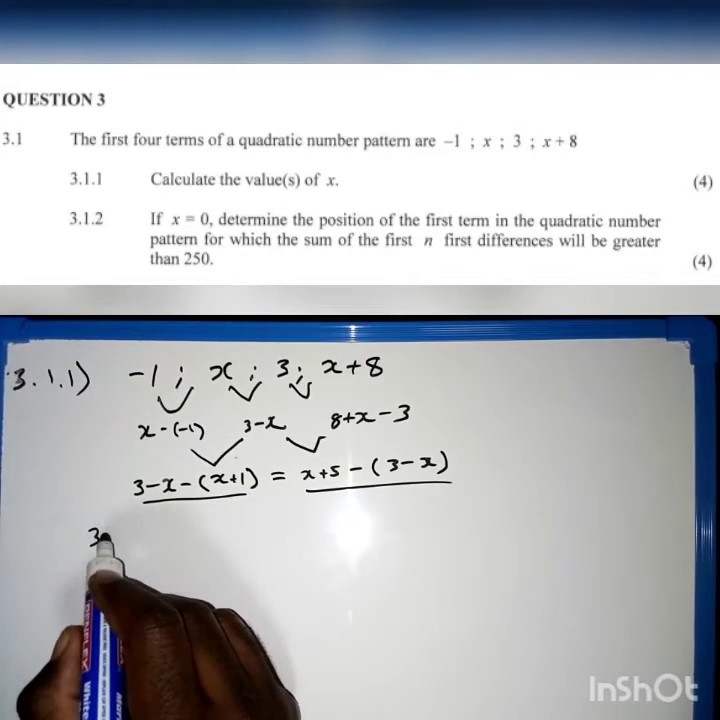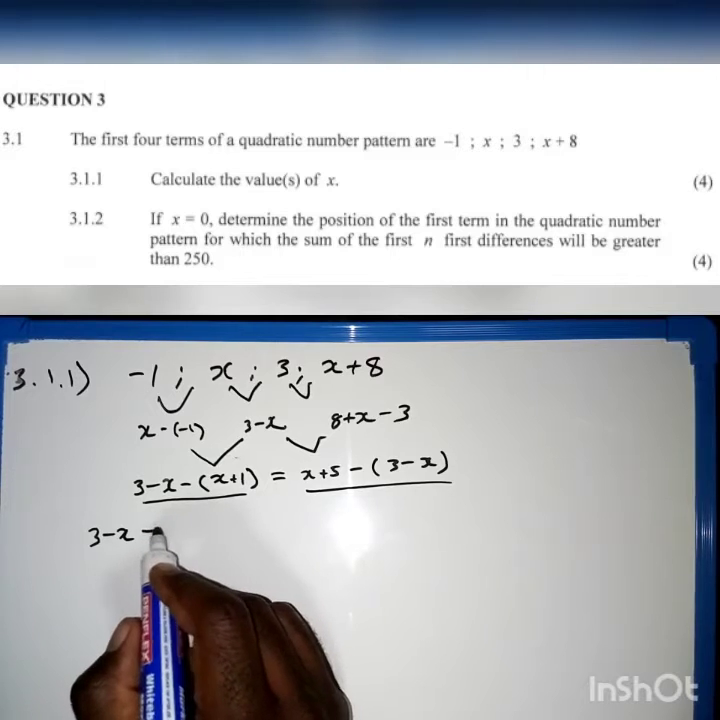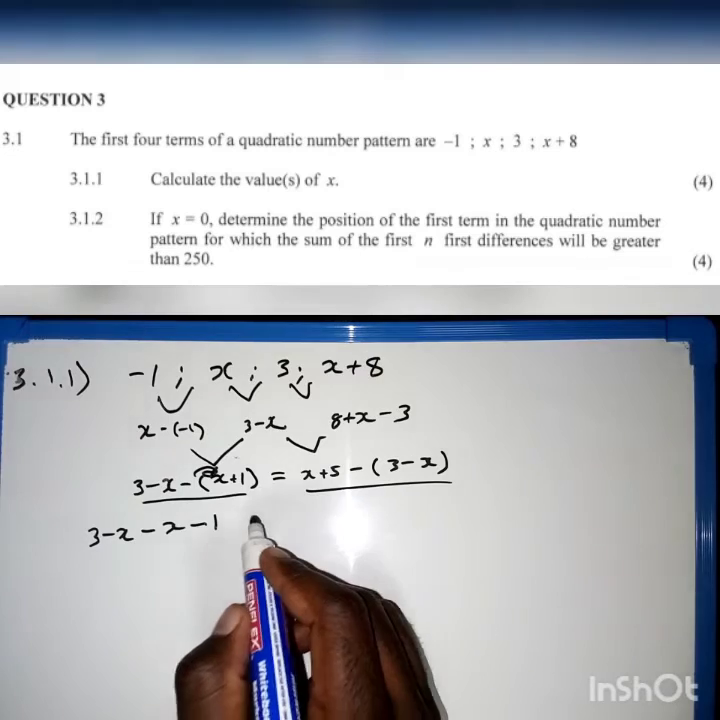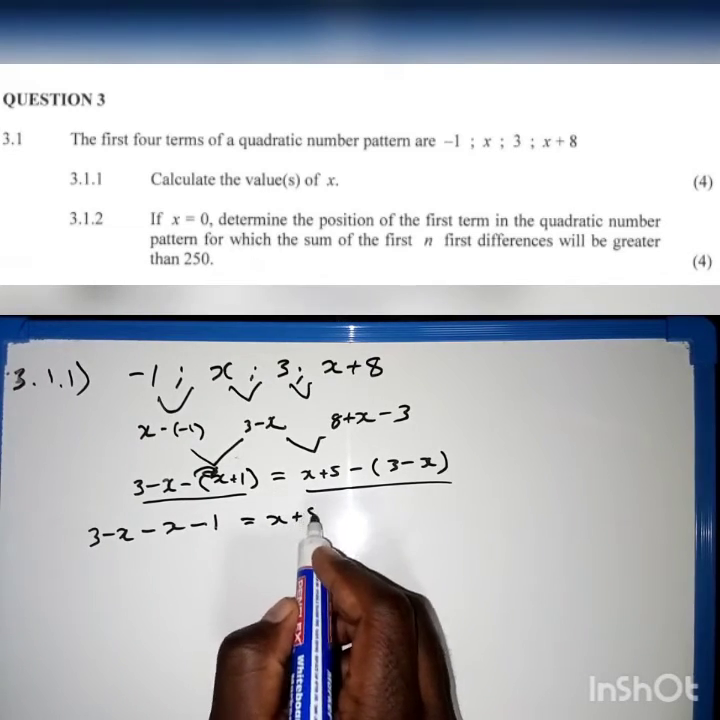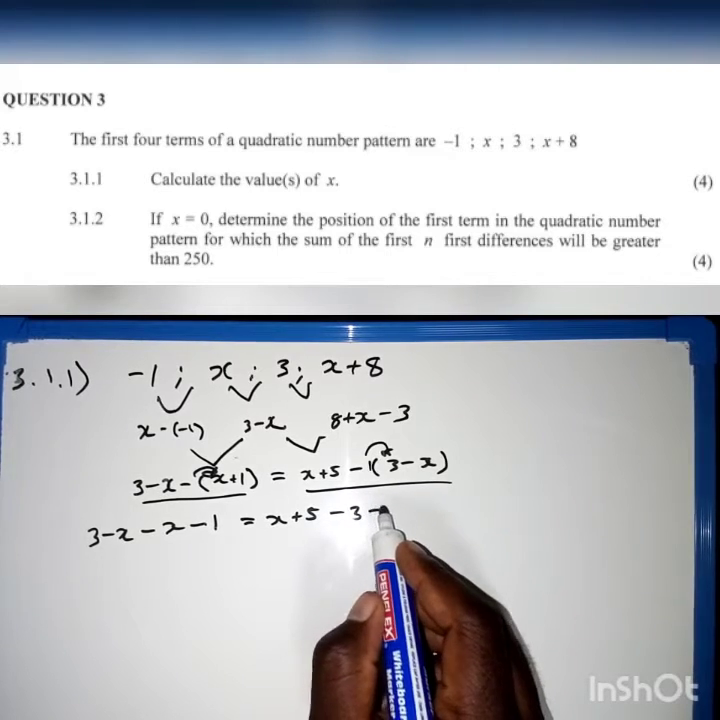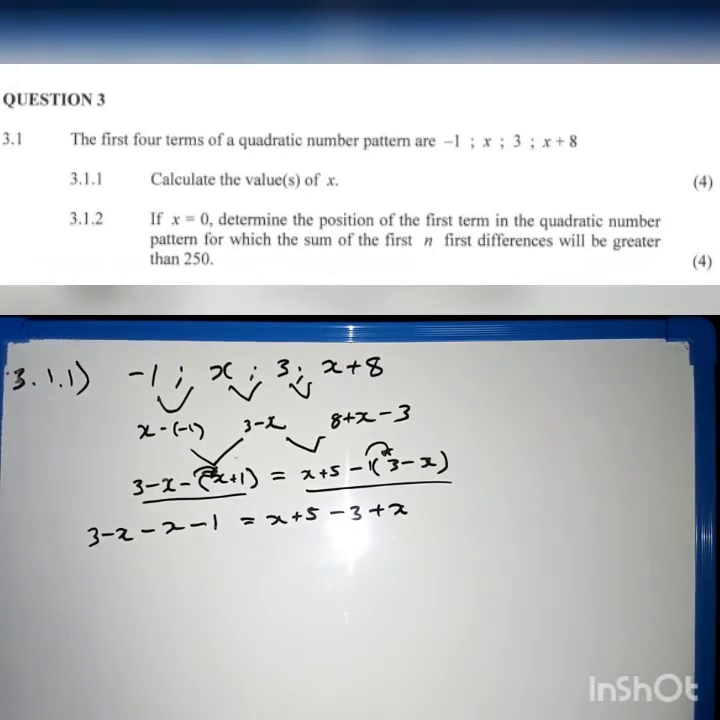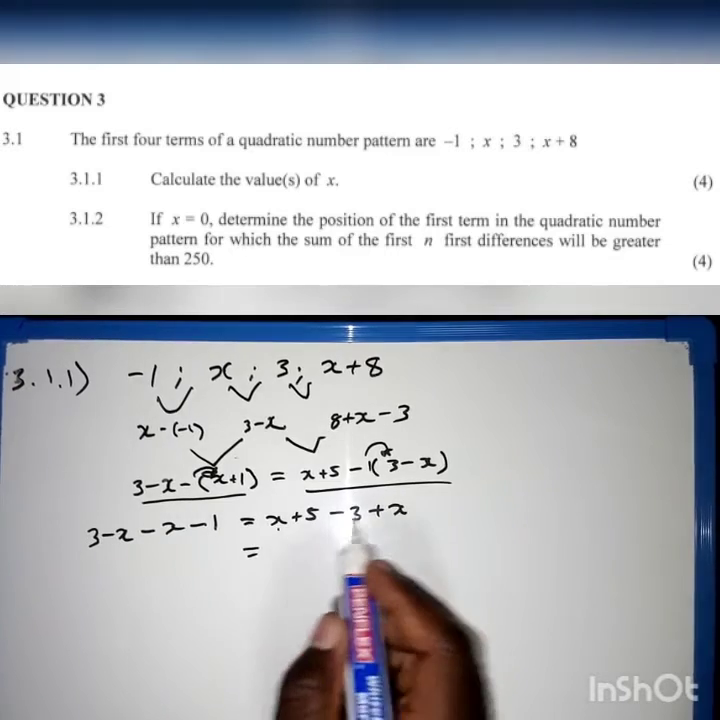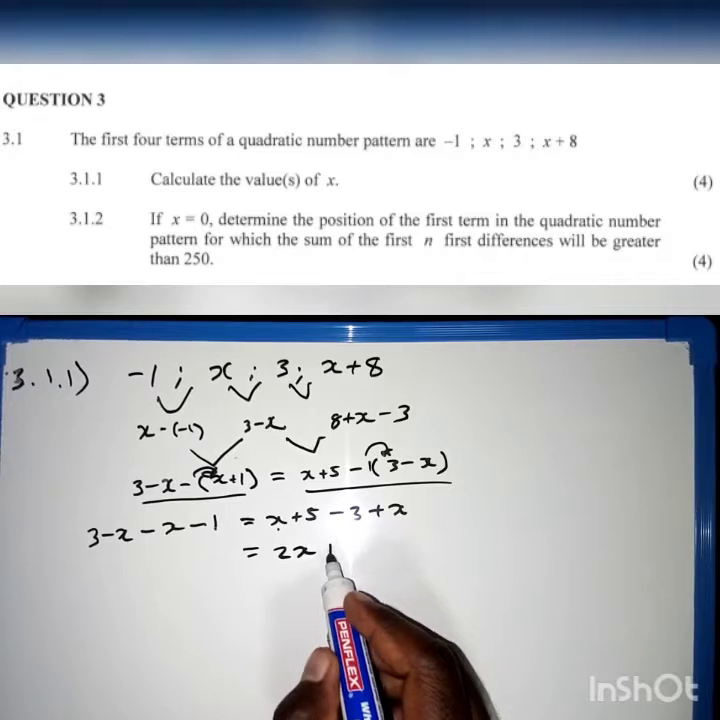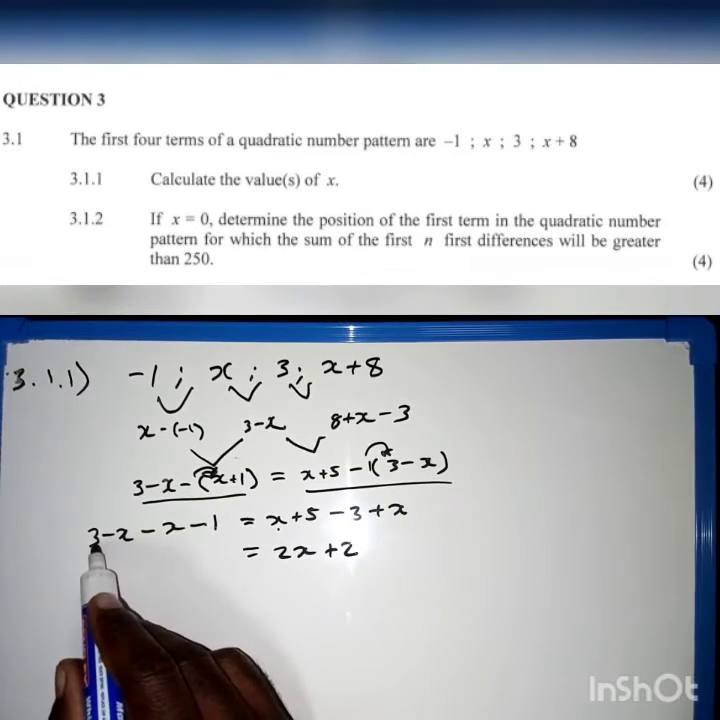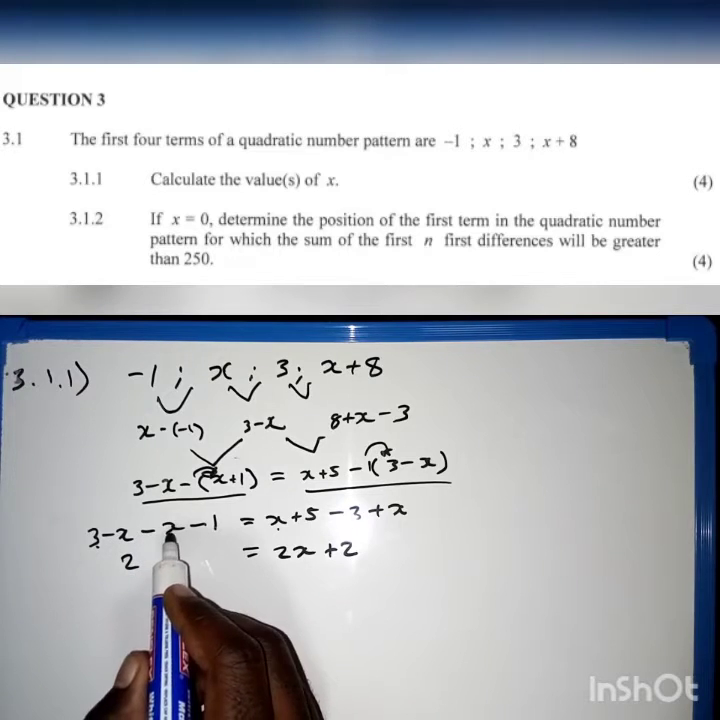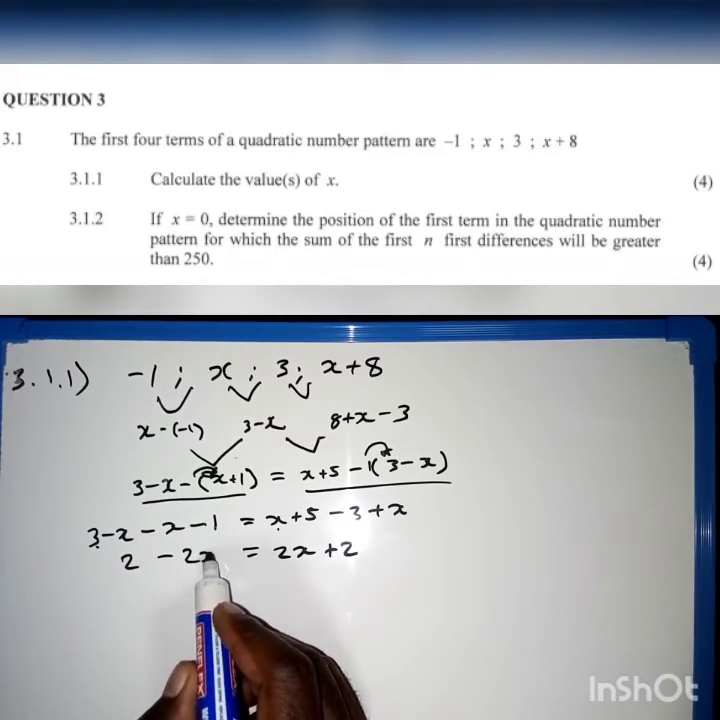So we have 3 minus x multiplying in, and then minus 1 is equal to x plus 5 minus 3 plus x here. So this becomes x plus x, which is 2x. 5 minus 3 is positive 2. Here we've got 3 minus 1, which is 2, minus x is minus 2x.